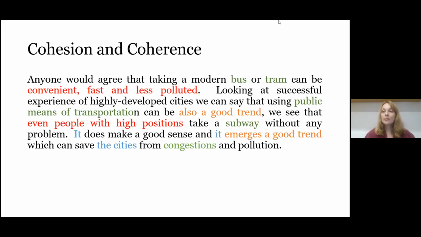So the main idea is that, one moment, okay. Anyone would agree that taking a modern bus or tram can be convenient, fast, and less polluted. So from the very beginning, we see that we are talking about bus or tram, namely modern bus or tram, and we are going to be talking about their efficiency. What helps us? Convenient, fast, and less polluted. This is the topic sentence, and "everyone would agree" is not an argument, so it needs further support.